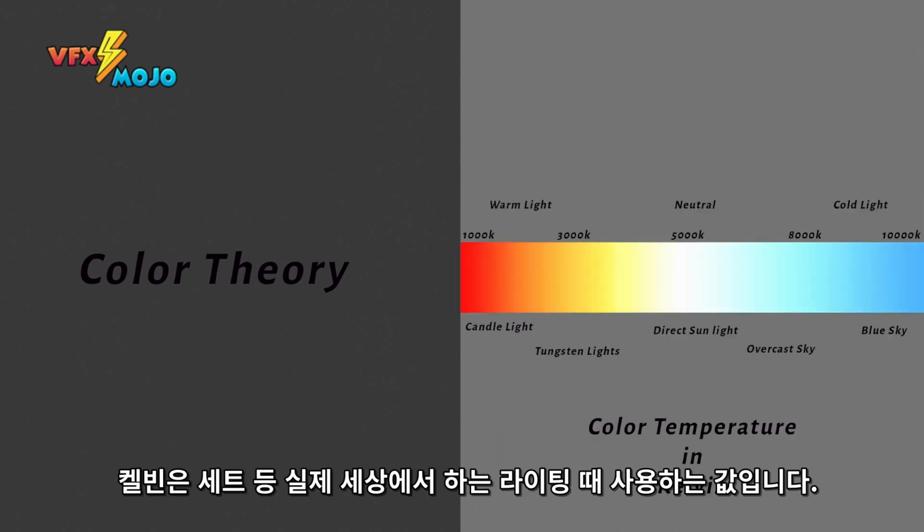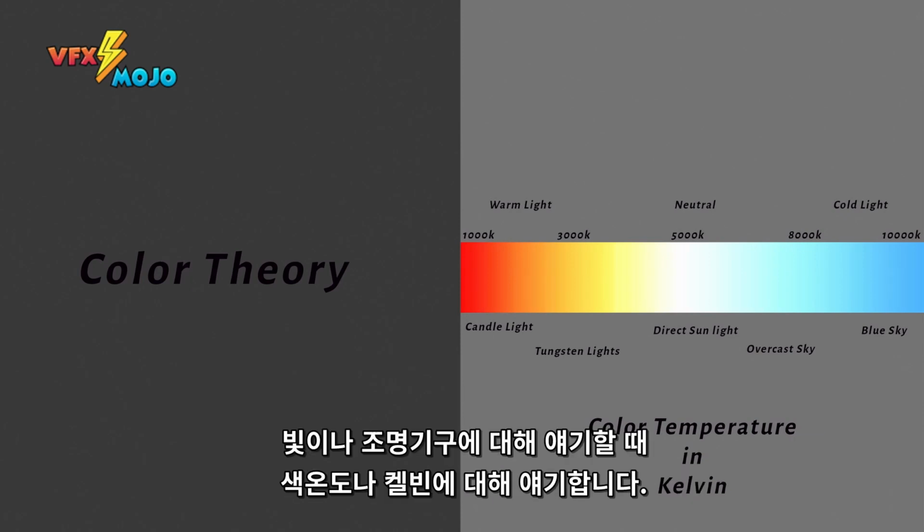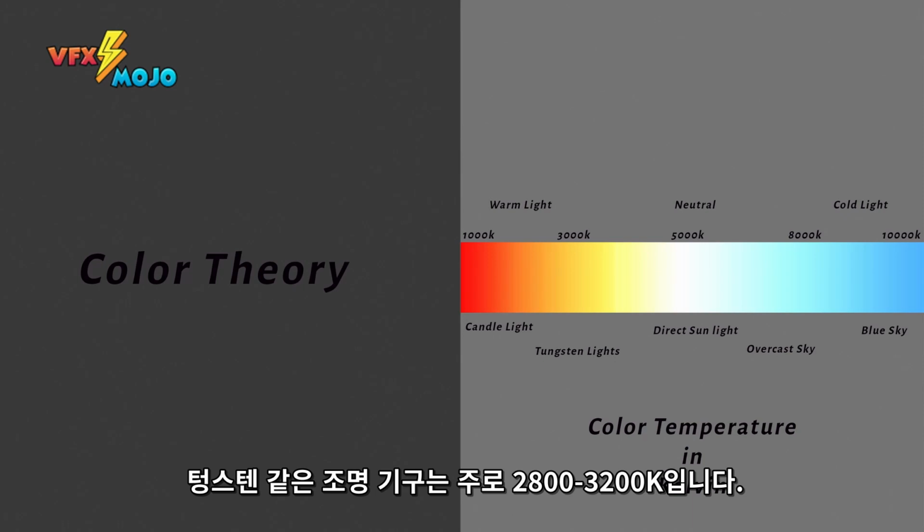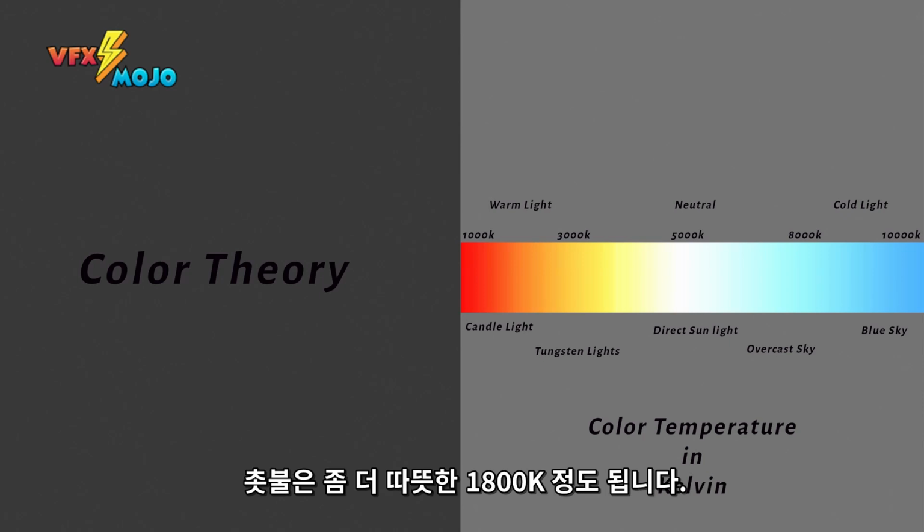Kelvin is something which is used on set or in real-world lights. So when we talk about a light or a light fixture, we often talk about the color temperature or Kelvin of the light fixture. Just to give you an example, the sun, depending on the time of day and various other factors like air quality, clouds, and so on, can be anywhere between 4,900 to 6500 Kelvin. A light fixture, like a tungsten light source, is usually about 2800 Kelvin to 3200 Kelvin. Candlelight is even warmer at about 1800 Kelvin.